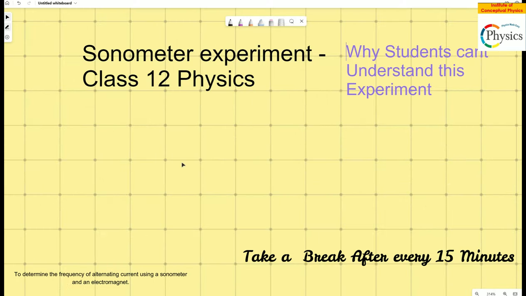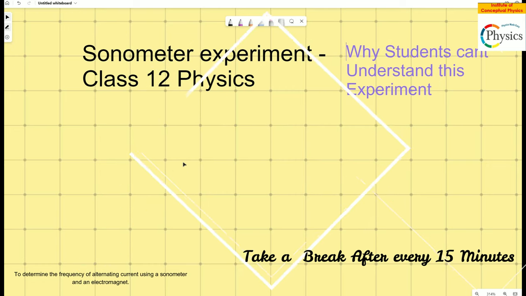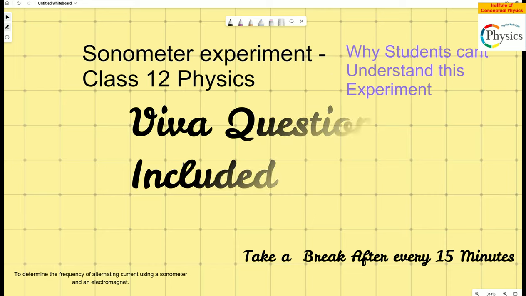Today, I will talk about the sonometer experiment. And there is a reason why I'm talking about this experiment. From the experience I have had, when I was also a student of class 12th, the sonometer experiment in class 12th physics, to measure the frequency of the alternating current, was very difficult for me. And I found generally the students avoid this experiment. I'll tell you the reason why this happens.